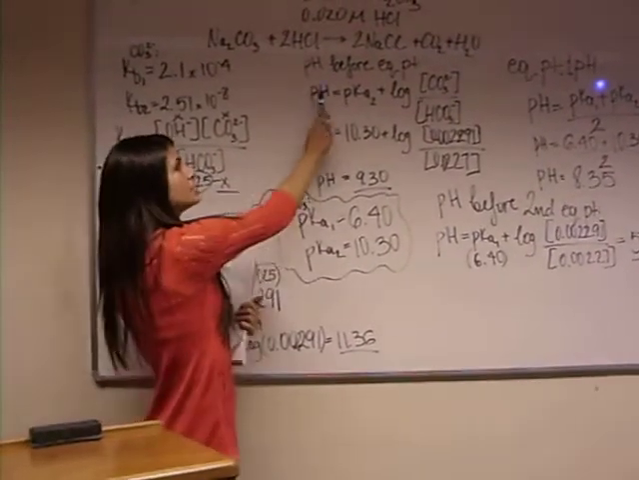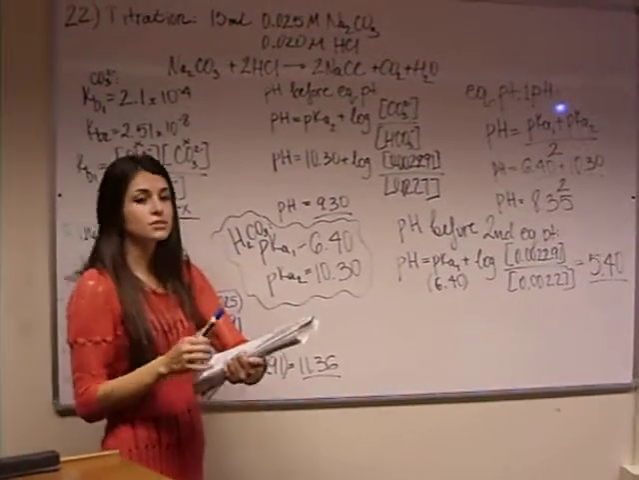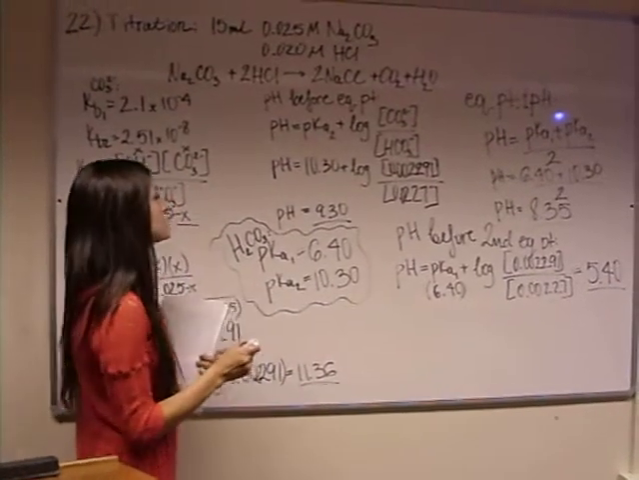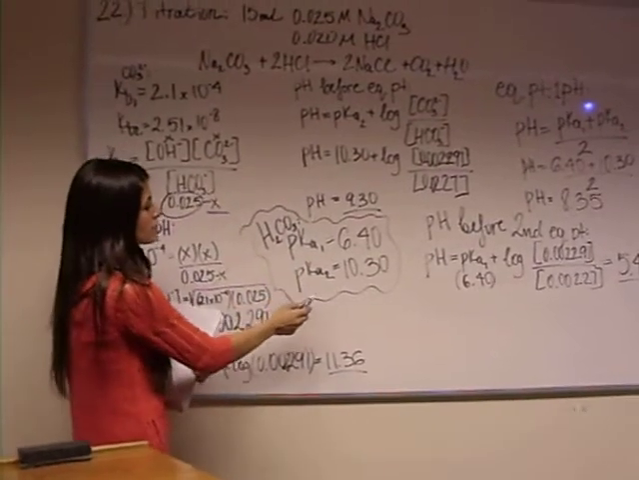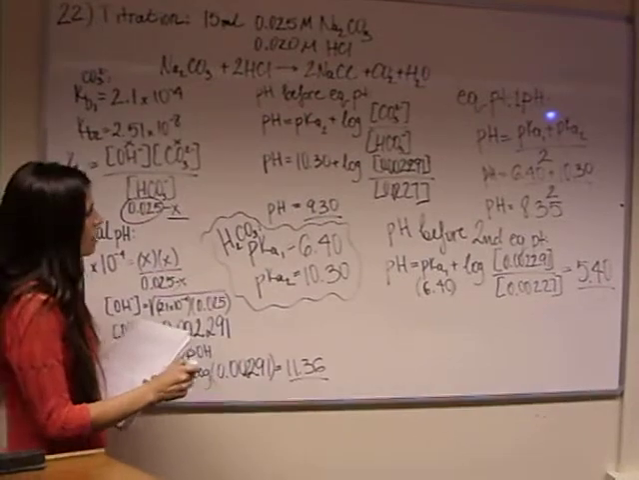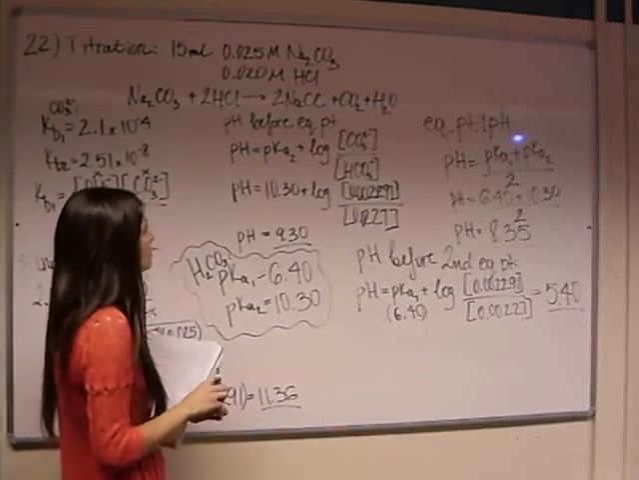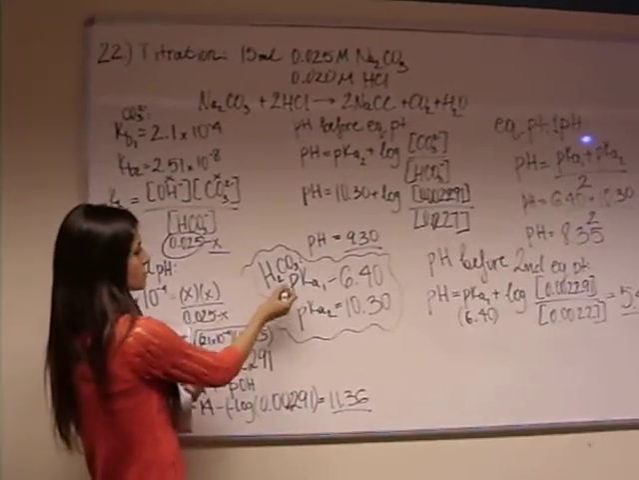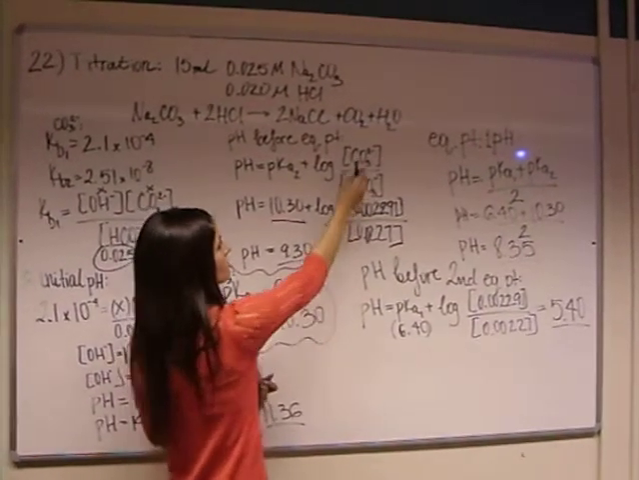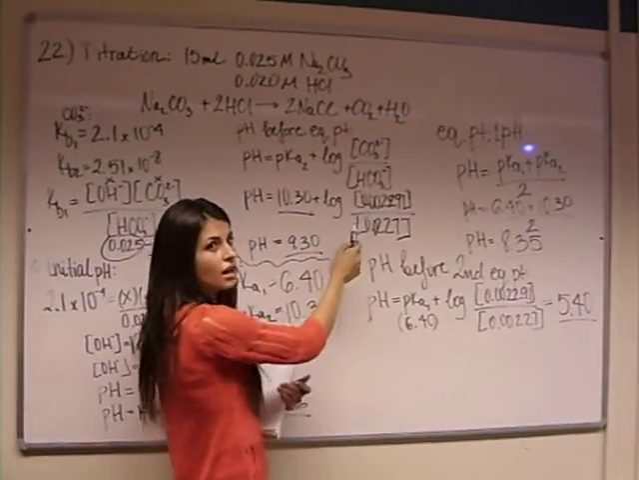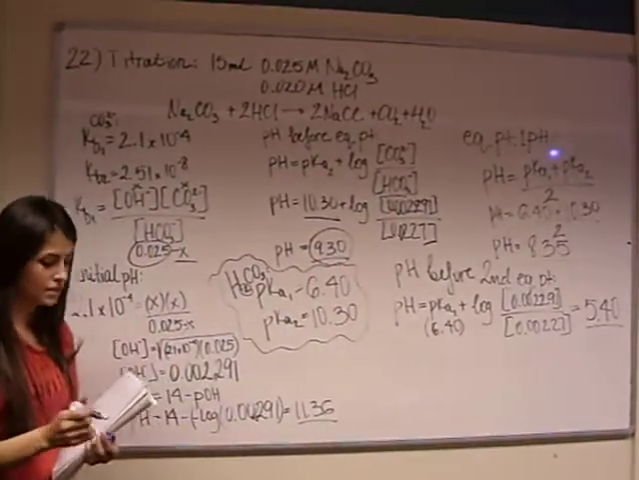Then I found the pH before the first equivalence point by using the Henderson-Hasselbalch equation, using the pKa for the carbonic acid. The first pKa was 6.4, the second pKa is 10.3. In this calculation, I used the second pKa because at this point, the carbonic acid is losing one hydrogen. So I used the pKa, then I used the log of the concentration of carbonate ion over this concentration, and I found the pH of 9.3 at that point.